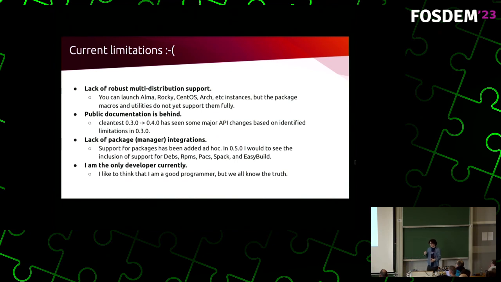But the next part here is that right now, a big issue is that there's a lack of robust multi-distribution support. So currently, I mostly developed it to work with Ubuntu. I wonder why. But you can launch Alma, Rocky, CentOS, Arch instances, et cetera, but the macros, hooks, and utilities that I built into the framework aren't really fully there yet for supporting it.